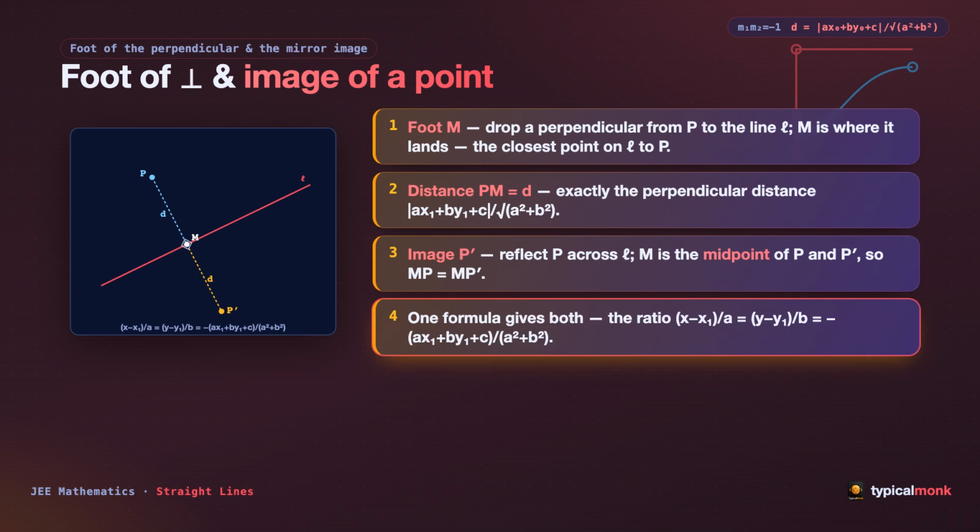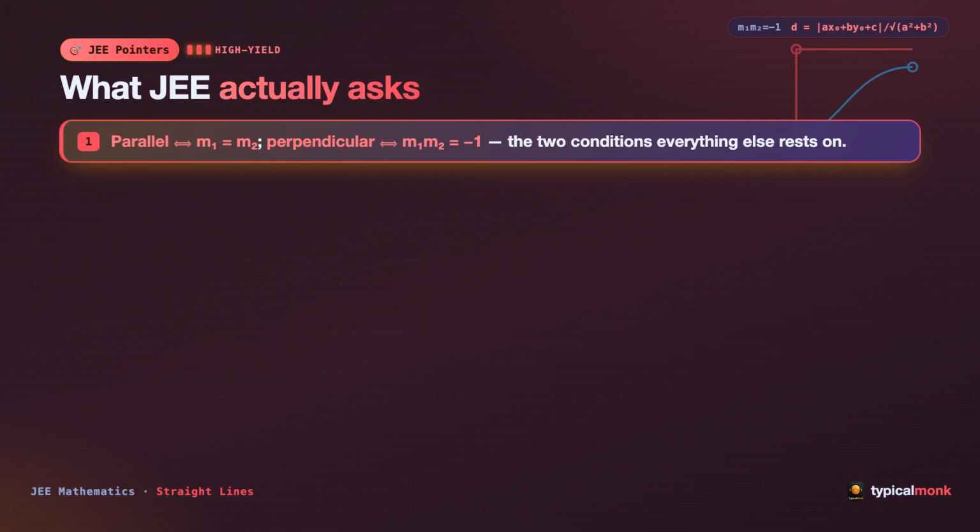And one formula gives both the foot and the image. The ratio (x − x1)/a = (y − y1)/b = −(ax1 + by1 + c)/(a² + b²). Now, what JEE actually asks.